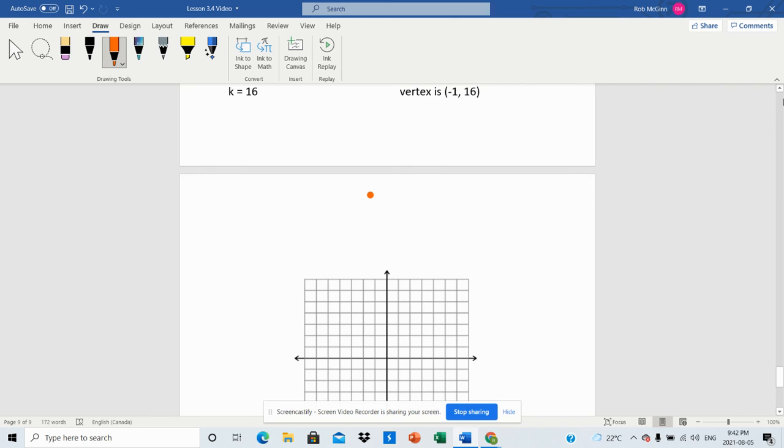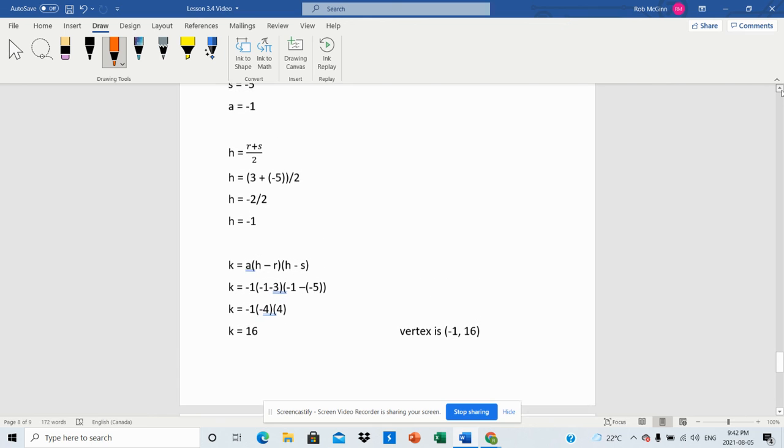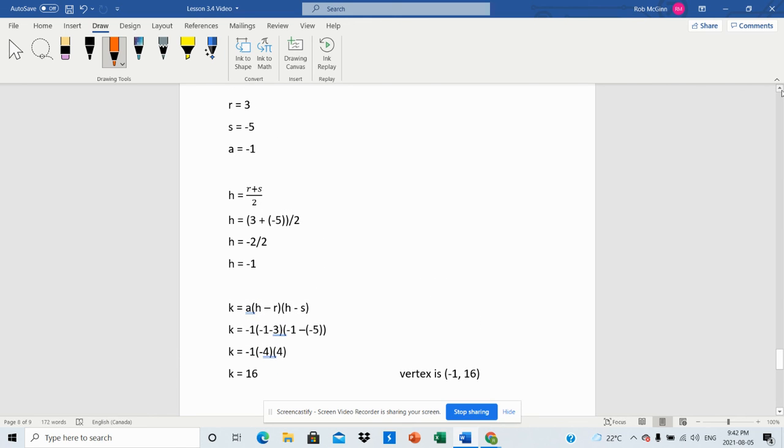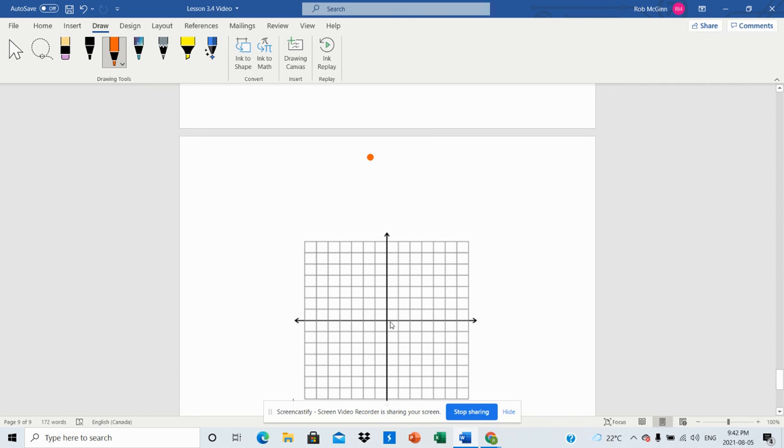Our x-intercepts, if we remember, are at R and S. So when x is 3 and y is 0, and when x is minus 5 and y is 0. So we can do that. Minus 5, 0, 1, 2, 3, 4, 5. There we are. Positive 3, 0, 1, 2, 3. And now we can just connect this. And we've got a rough version of our parabola.